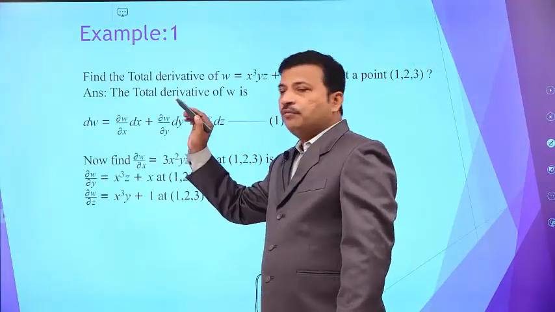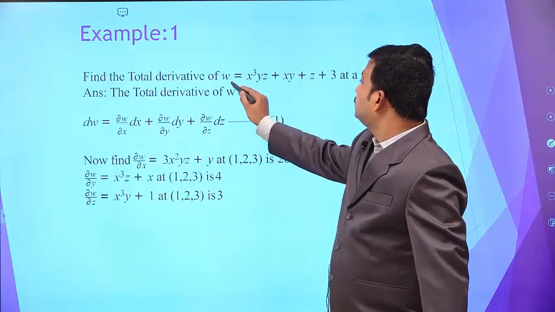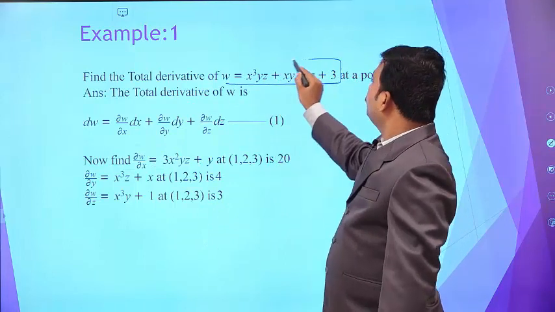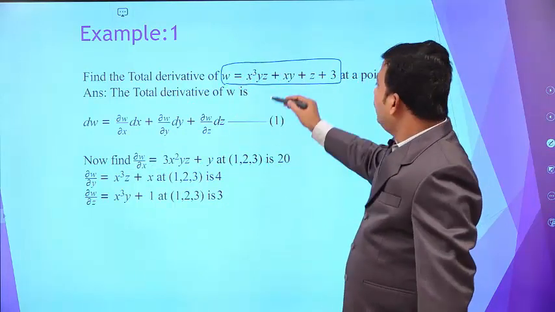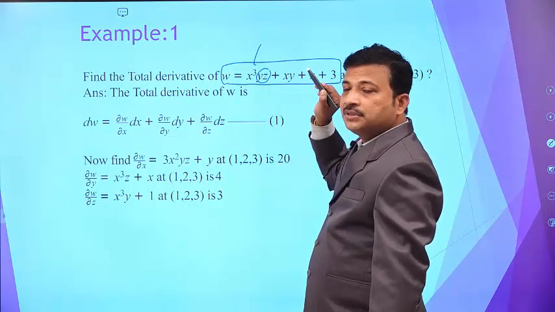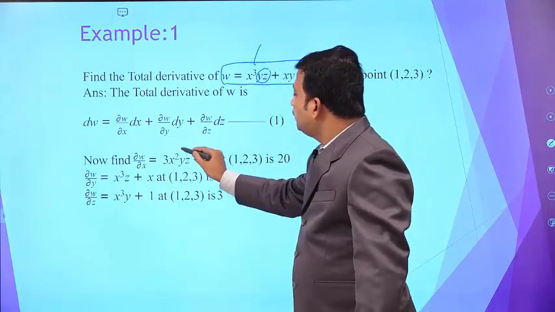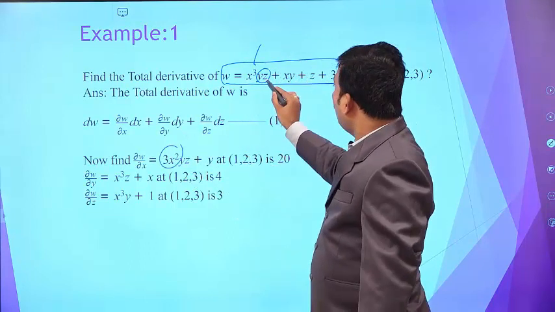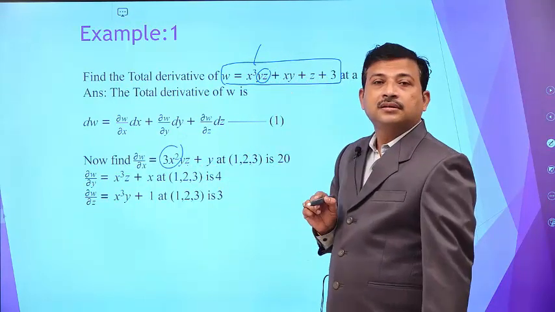Now find ∂w/∂x. What is w here? This one, right? So we are differentiating with respect to x. So this is constant. Derivative of x cube is how much? 3x square, right? And both are constant. Keep here as it is, right?